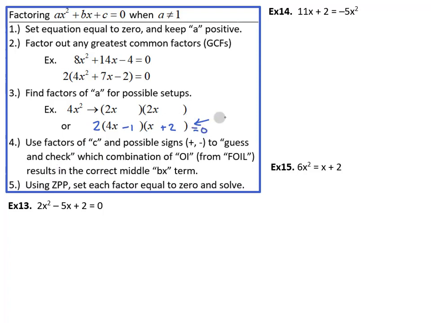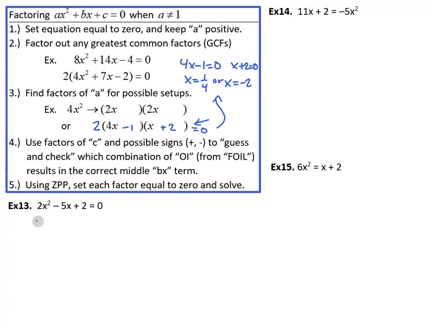And if I set all of them equal to 0, our solutions, obviously 2 can't equal 0, but from 4x minus 1, we'd get an answer of positive 1/4. And from x plus 2, we'd get an answer of negative 2. So our two solutions would be negative 2 or positive 1/4.